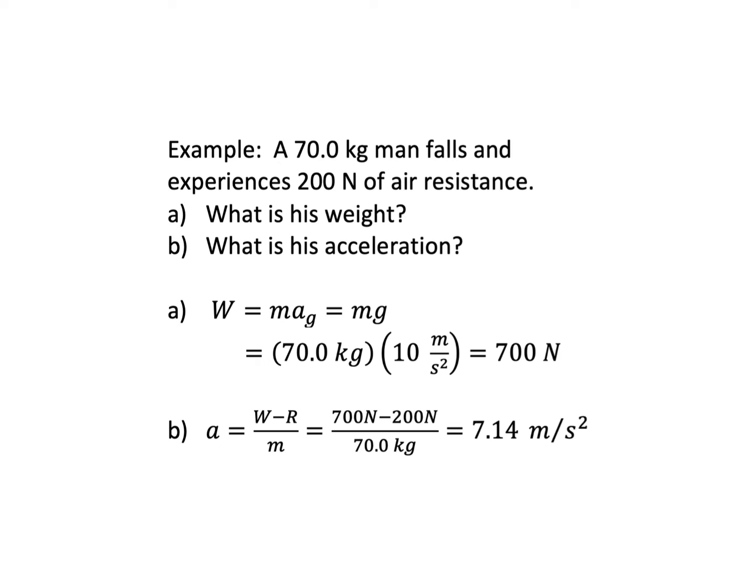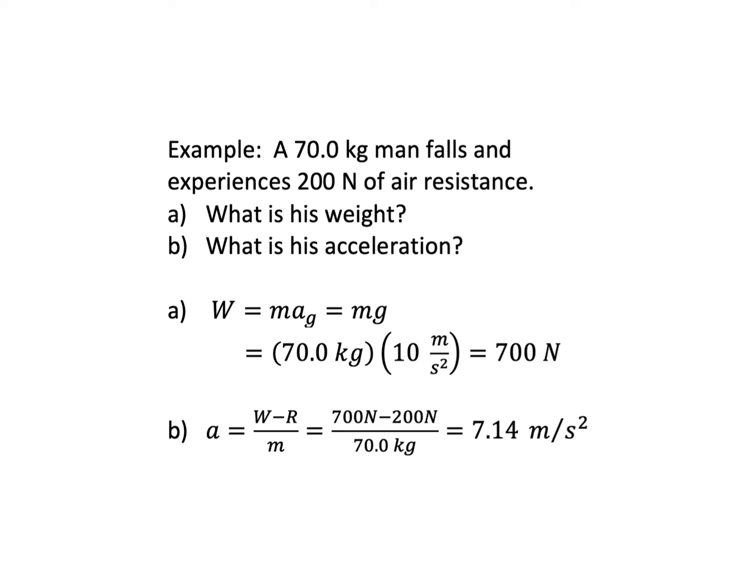And so now I simply plug in the values for the formula. 70 kilograms is the mass, 10 meters per second squared is little g, the acceleration due to gravity. And when I multiply all that together, I get 700 kilograms times meters per second squared, and those units all multiply together to give us newtons. And so the person weighs 700 newtons. Now for part B, the question asks, what's the acceleration?